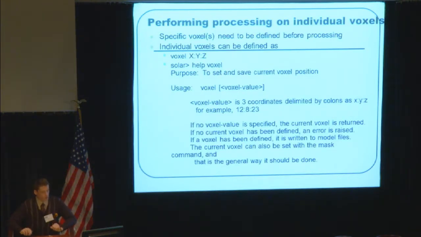Using this binary phenotype, you can now perform genetic processing on individual voxels. Specific voxels need to be defined before the processing, and individual voxels can be identified as voxel X, Y, Z. And there is a command in Solar. Solar has extensive help built into it. If you just type help and the command name, you should get a helpful message explaining what this command does and how to use it. For example, if you type help voxel, it will tell you how to set and save the current voxel position.